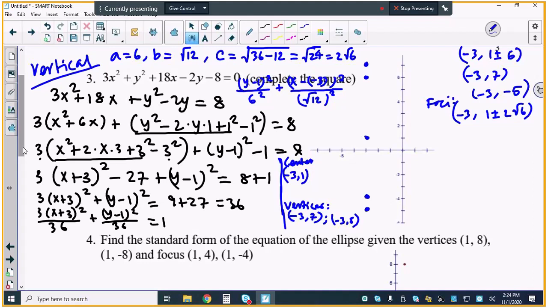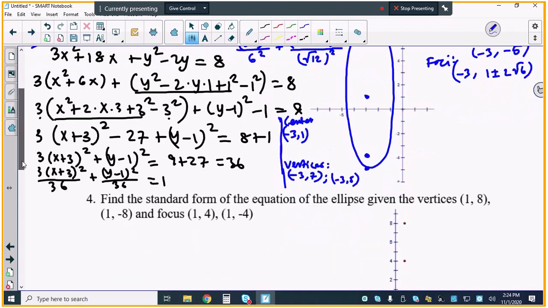So that has done this problem for us, and this ellipse is going to be of this shape, and we're done. So let's see whether we can work on the next problem.